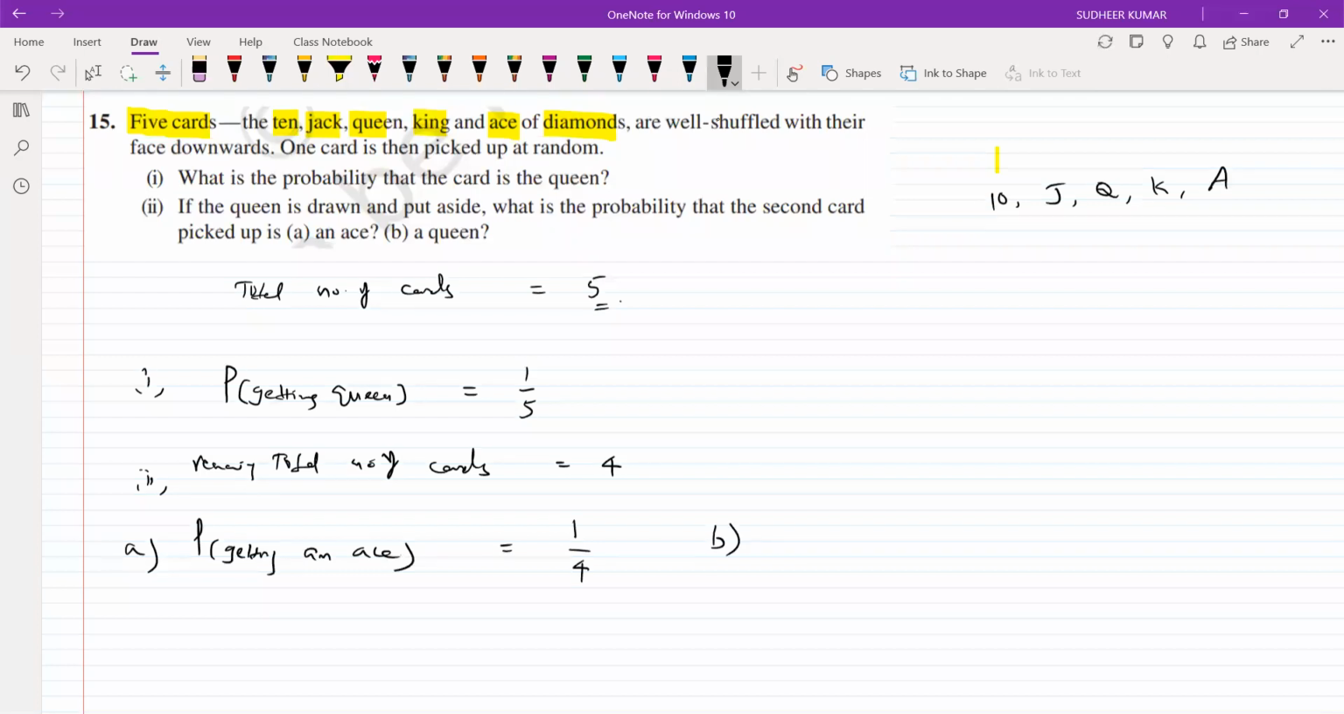And what about B, queen? Probability of getting a queen will be 0 by 4, because the queen is taken out, so number of queens are 0. So the probability of getting a queen is 0 by 4. You should not write 5, sorry, 0 by 4. So the answer is 0. That's all.